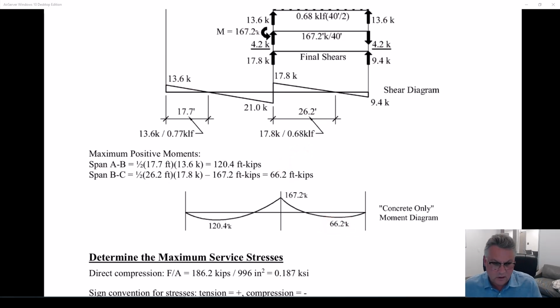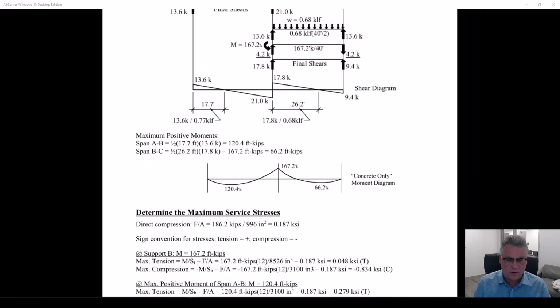I'll tell you, every year, every school, somebody calculates the area under this and just says that's the positive moment and ends up with a huge positive moment and gets everything from that point forward wrong. Now, I could have taken the area under here where the moment also started from 0 and gotten that 66.2. Then I wouldn't be demonstrating my point.